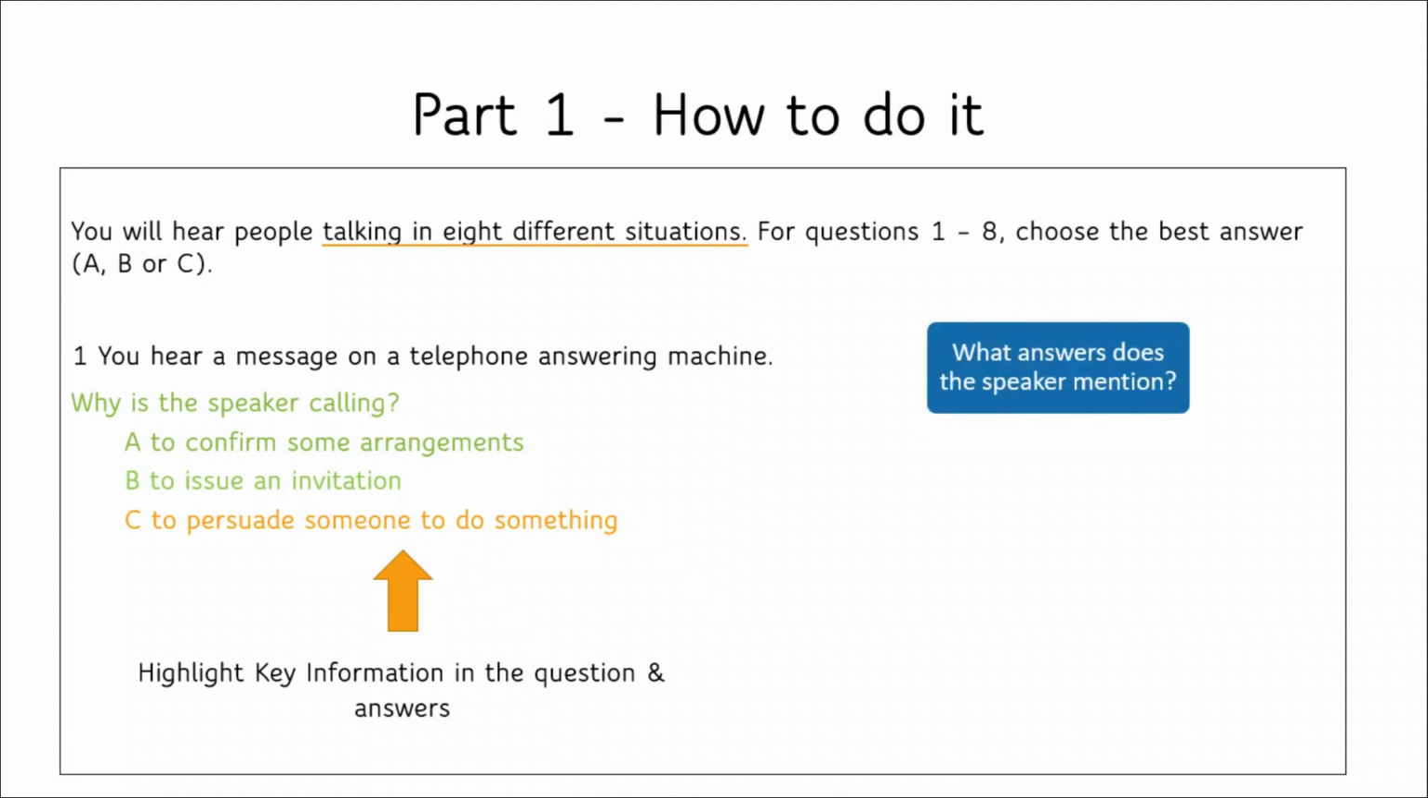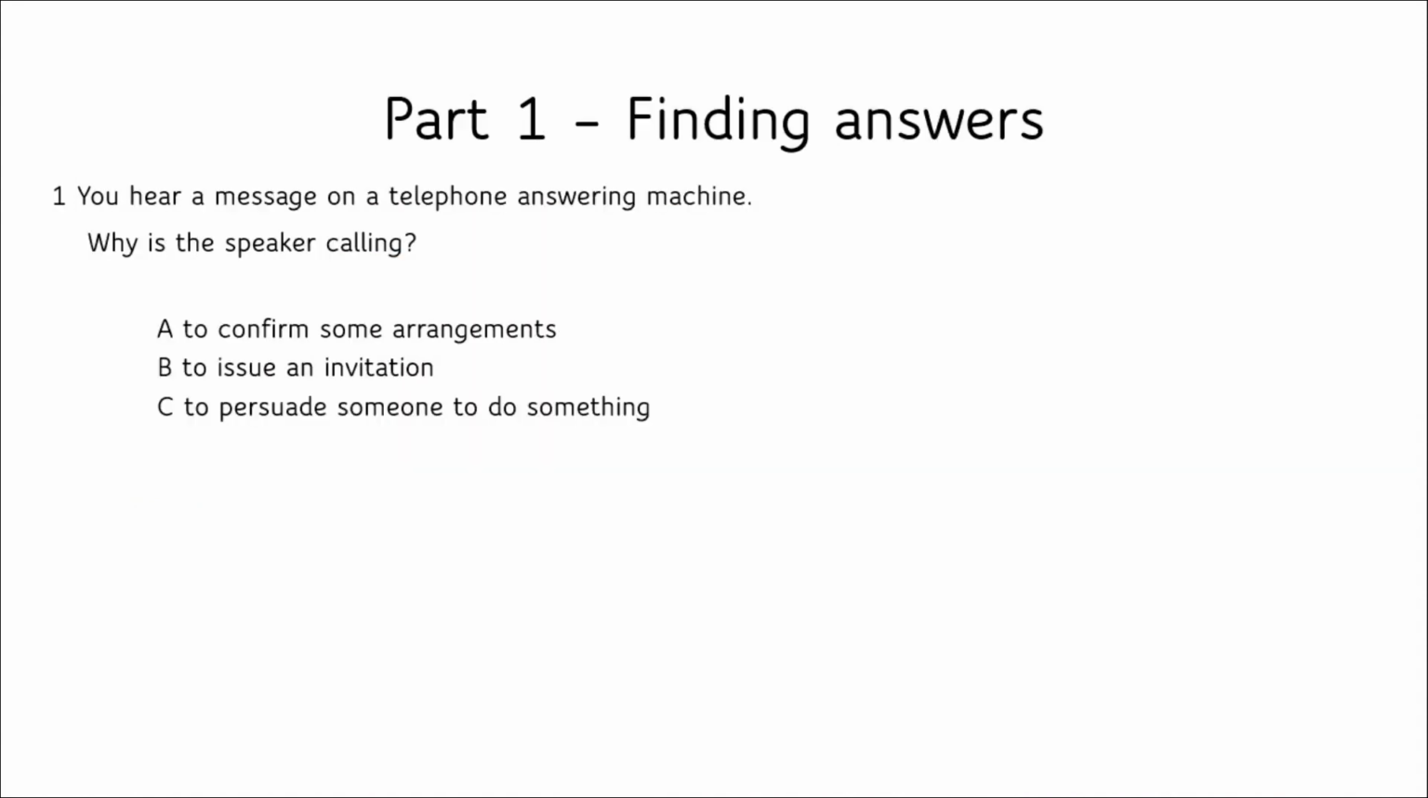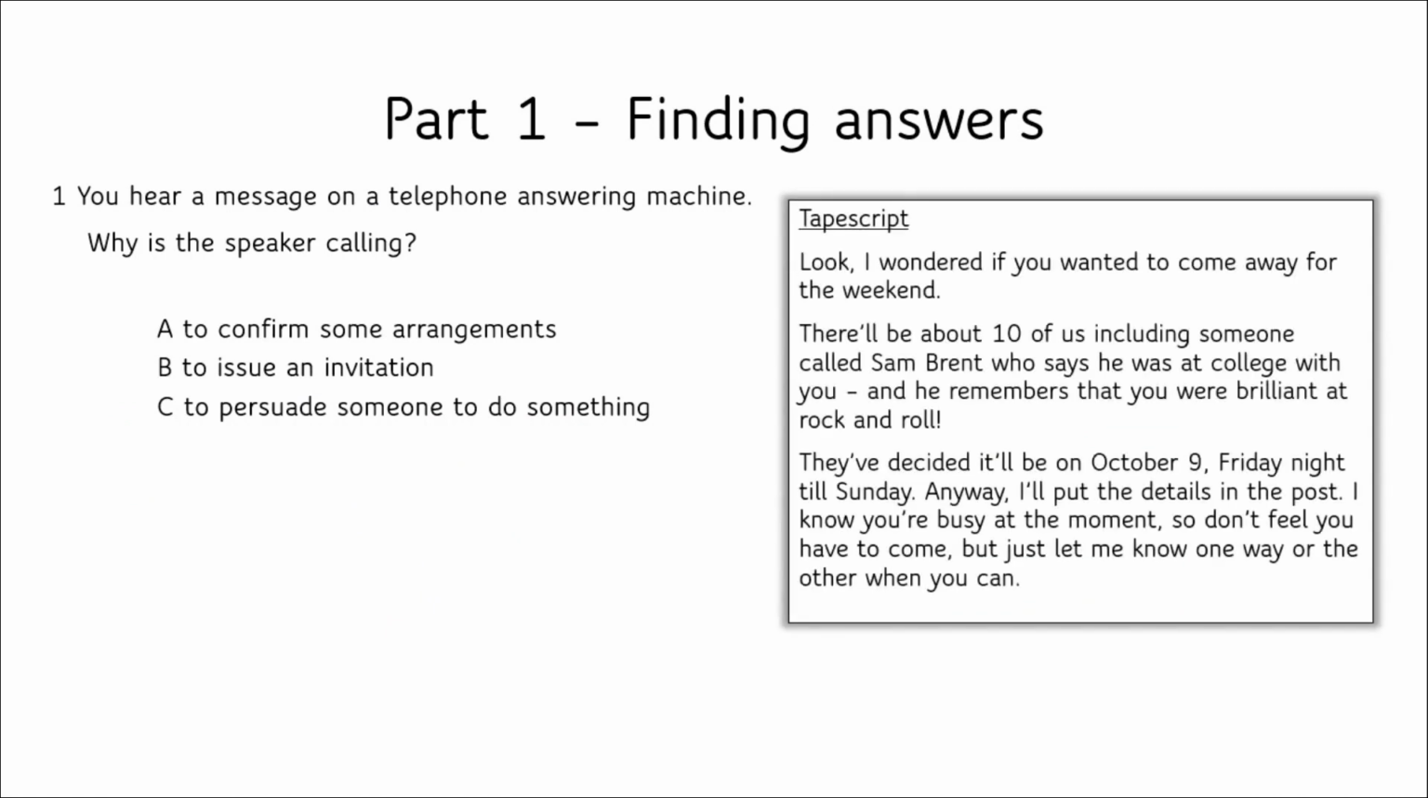When you listen, think about what the speaker says about these answers. Does the speaker talk about one or more of these answers? Try to listen for words that will help you decide which answers the speaker talks about. And when you listen for the second time, use this information to help you decide which of the answers is correct. Here's an example from the listening, and here we have the tape script.